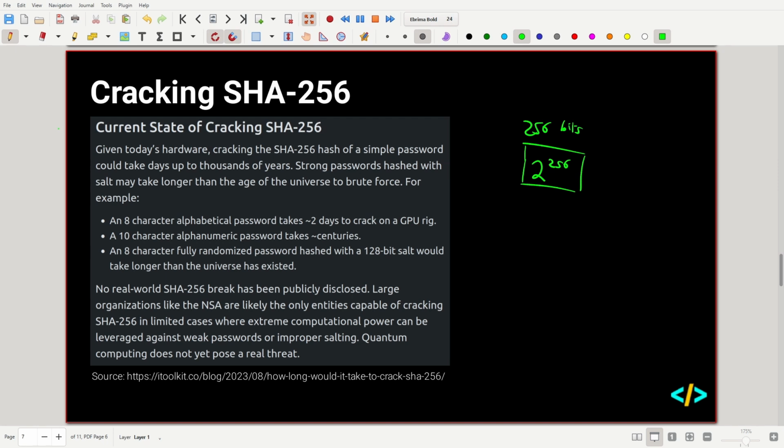Now, we need to be careful what we mean by cracking SHA-256. It doesn't mean finding the password that someone used. It means finding a collision, so finding something which results in the same hash. So if my password is password, let's imagine this is a very secure password.